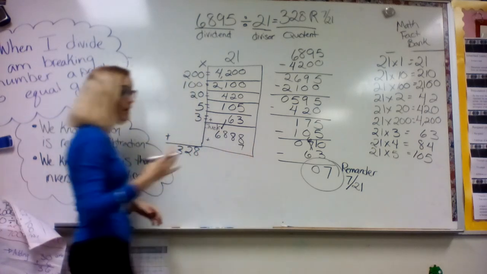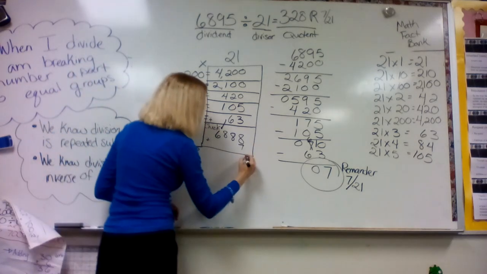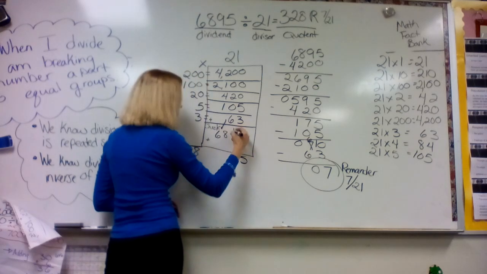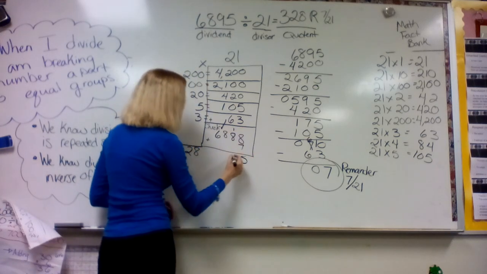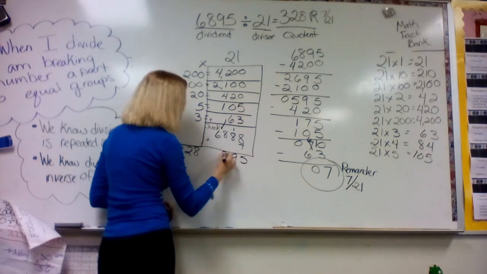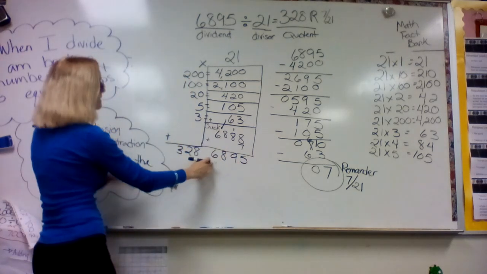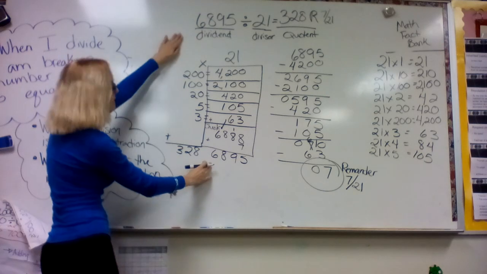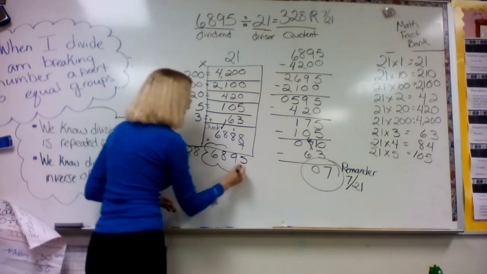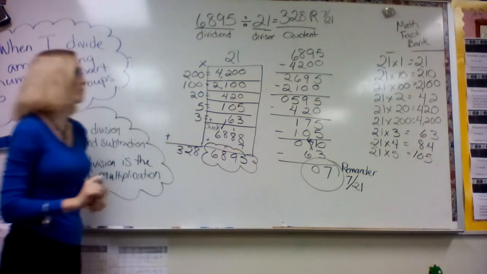8 plus 7, I know 8 and 8 is 16, so this is 15. Carry your 1 over, that becomes a 9, 8, and 6. And does my answer match my dividend? It absolutely does. I know I've done this correctly now.